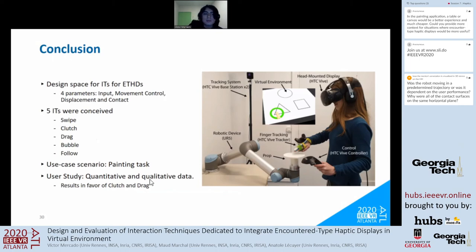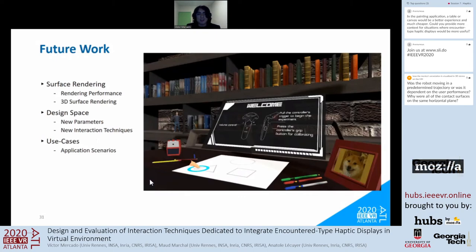And future work can comprise many different things. For instance, we can analyze the overall performance for surface rendering of these techniques in this particular task. We can also consider new parameters for the design space. We can create new interaction techniques for the unexplored parameters of the previous design space. And we can consider new use cases, application scenarios for these techniques, for instance, using these techniques for 3D surface rendering. The possibilities are quite interesting in matters of future work.